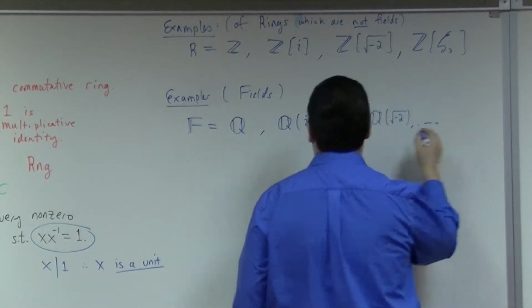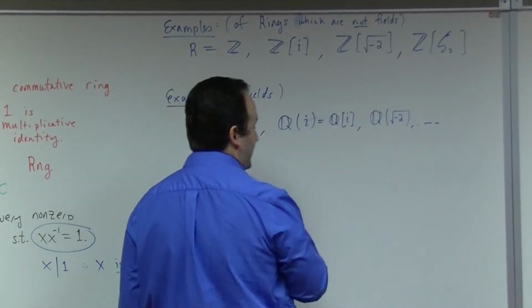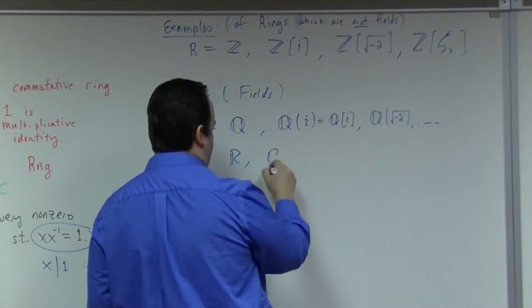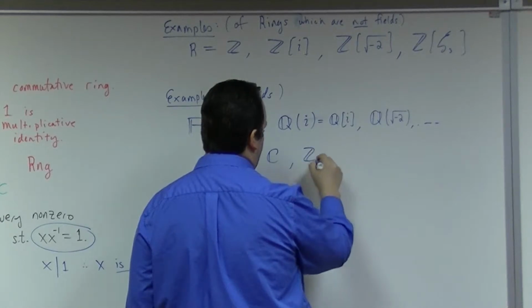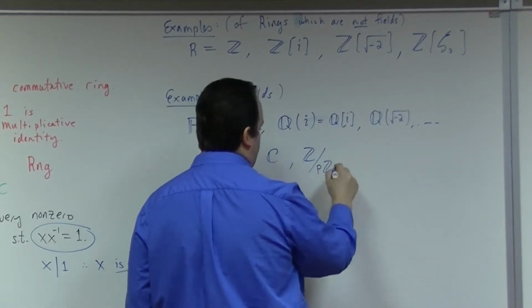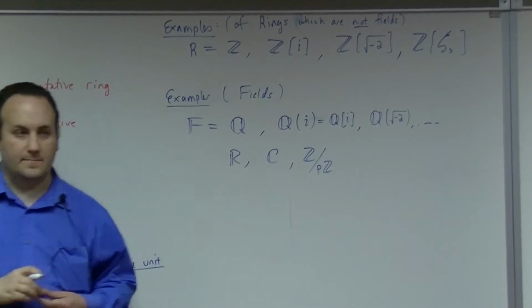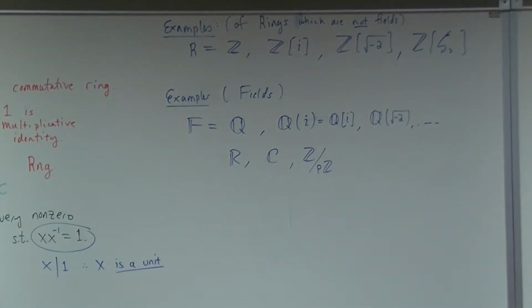Now, you guys told me something else. You told me, well, you could also look at the real numbers. That's true. That's a field. The complex numbers, also a field. While we're at it, Z mod pZ is a field if p is prime. Because if p is prime, everything has a multiplicative inverse, right? Because the GCD of p and any number is 1, which means that you can look at Bezout's identity and find the multiplicative inverse. We did that earlier. So that's a finite field, right? And there are more things.